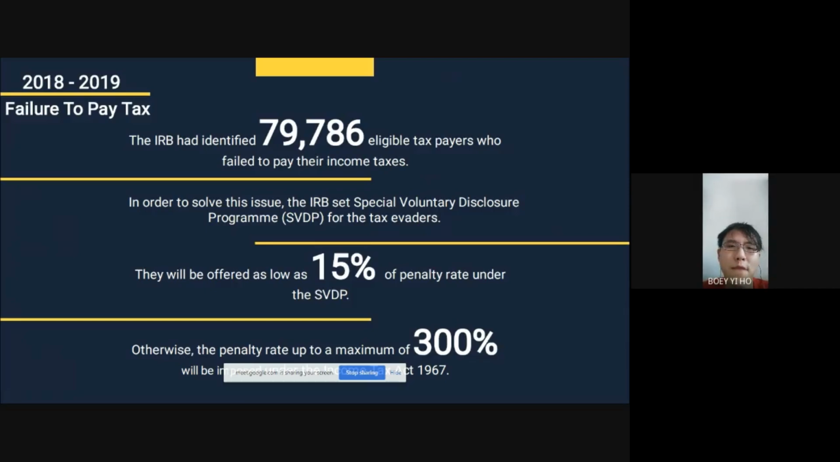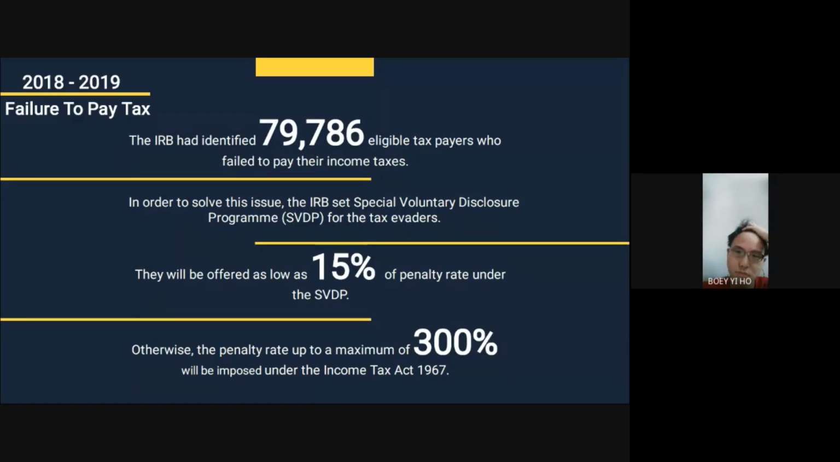So in order to solve this problem, the government and the IRB collaborated and established the SVDP program. SVDP is the Special Voluntary Disclosure Program for tax evaders. They will be offered a penalty as low as 15%. If not, you will be charged a 300% penalty. For example, if you owe 100 ringgit to IRB, you need to pay another 300 ringgit, which means a total of 400 ringgit to IRB if you did not enroll in this program.